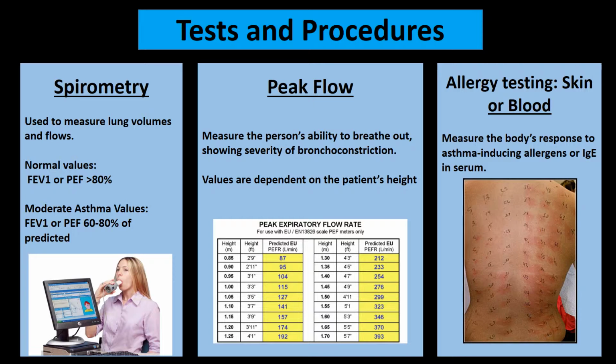Allergy testing can be done either by skin or blood serum, and it will measure the body's response to the asthma-inducing allergens that cause the attacks. The peak flow can be used to measure the person's ability to breathe out, which shows the severity of bronchoconstriction during an attack. The values are dependent on the patient's height.